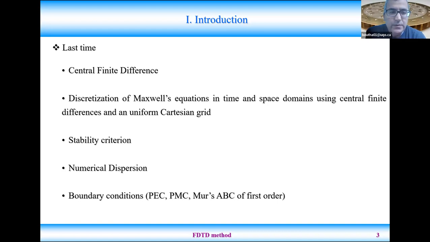Then we have seen the discretization of Maxwell equation in time and space domain, using the central finite differences and an uniform Cartesian grid. And I presented the stability criterion, the numerical dispersion, and boundary conditions. We saw a perfect electric conductor, perfect magnetic conductor, and Mur's absorbing boundary condition of first order.